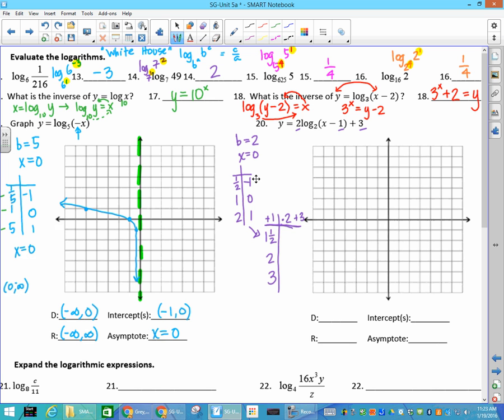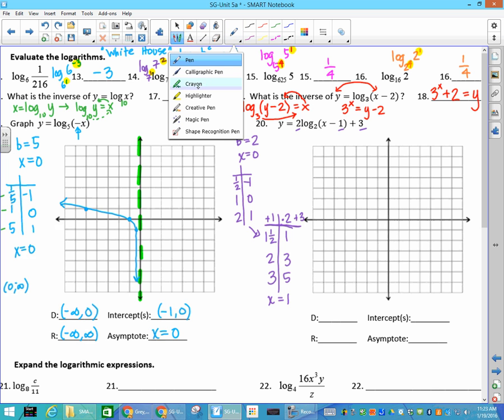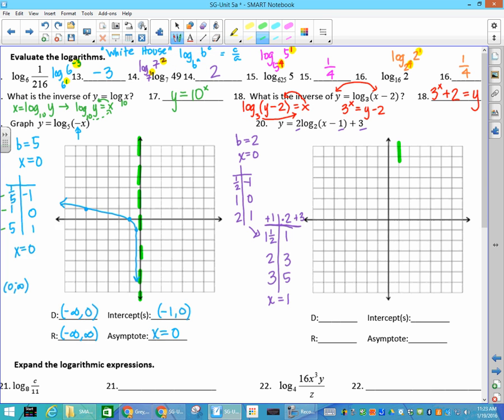And then each of these I'm going to multiply by 2 and add 3. So negative 2 plus 3 is 1, 0 plus 3, and then 2 plus 3. And x equals is my asymptote. Whatever I did to an x, I have to do to my asymptote, and so I added 1. Now my asymptote is x equals 1. So again, that's the first thing I want to plot because I want to have some idea.